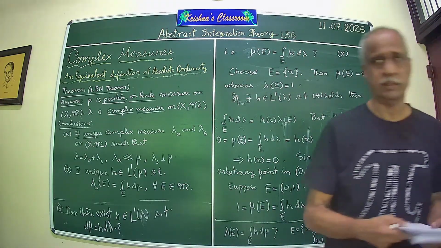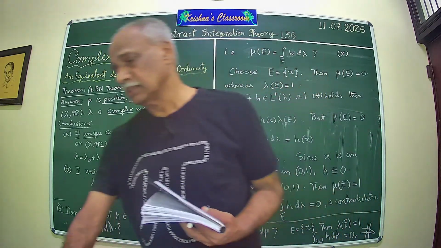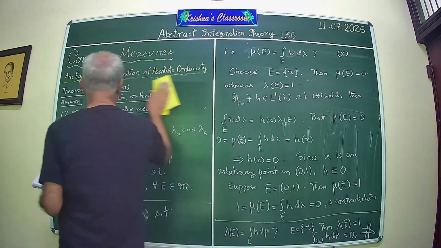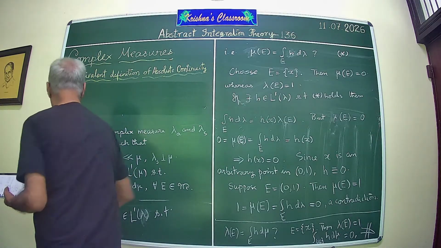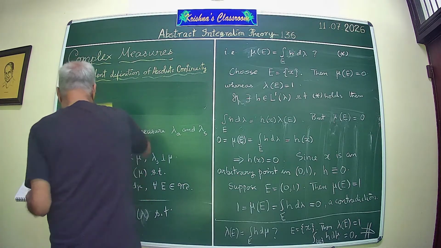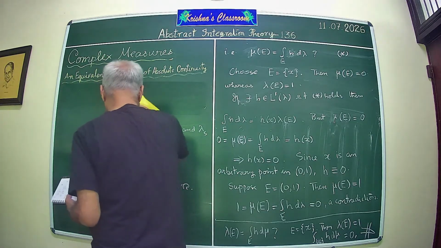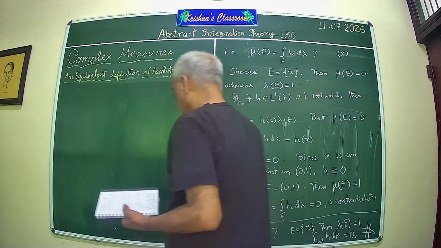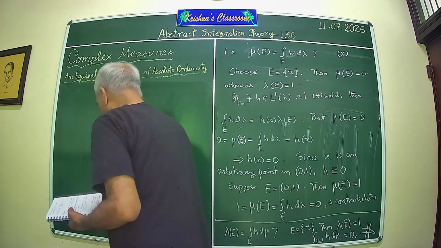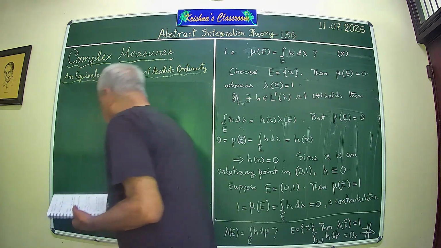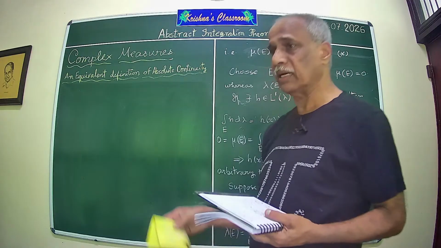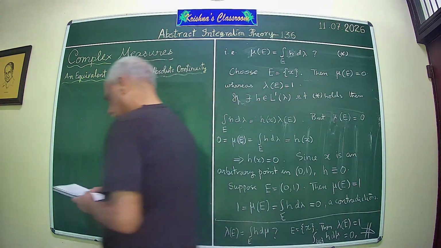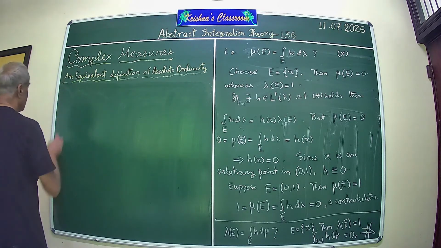Now we give the theme of today's talk, that is, we work on what is called the equivalent definition of absolute continuity. When do you say a measure is absolutely continuous with respect to another measure? This is the question. Is there any alternative definition that you can give than what we gave, or the equivalence of two statements? So, theorem.